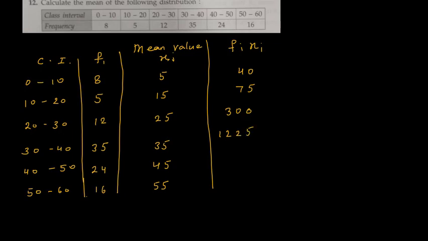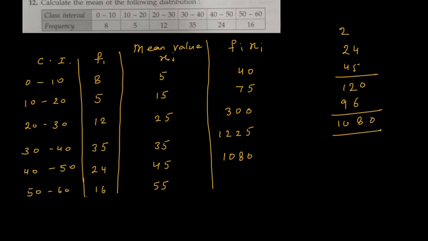45 into 24, so just multiply it. 5 fours are 20, 5 twos are 10 plus 2 is 12, 4 fours are 16, 4 twos are 8 plus 1 is 9, 0, 8, 10, so 1080. And then 55 into 16: 6 fives are 30, 3 carry, 6 fives are 30, plus 3 is 33, 1 five is 5, 1 five is 5. So this is 0, this is 8, this is 8, so 880.